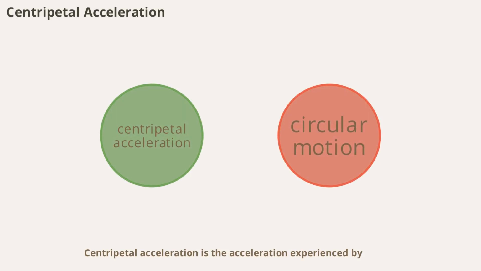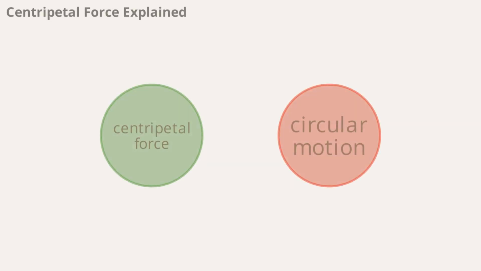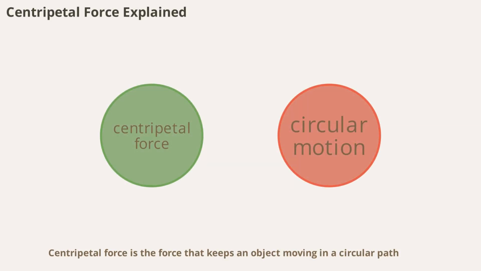Centripetal acceleration is the acceleration experienced by an object moving in a circular path, directed towards the center of the circle. This acceleration is necessary to keep the object moving in a circle, rather than flying off in a straight line. The magnitude of centripetal acceleration depends on the speed of the object and the radius of the circle. Understanding this concept helps explain why objects follow curved paths and is crucial in designing safe roads and amusement park rides.